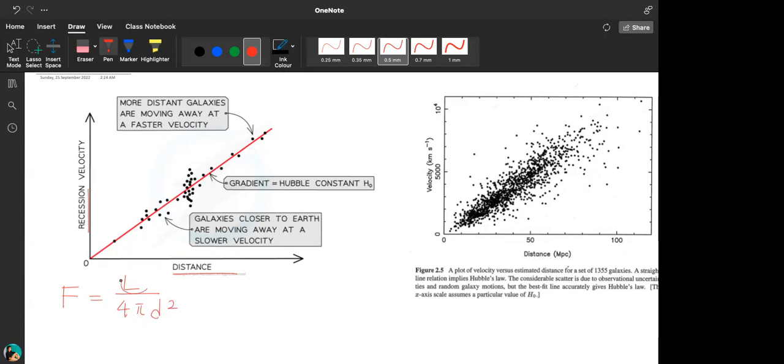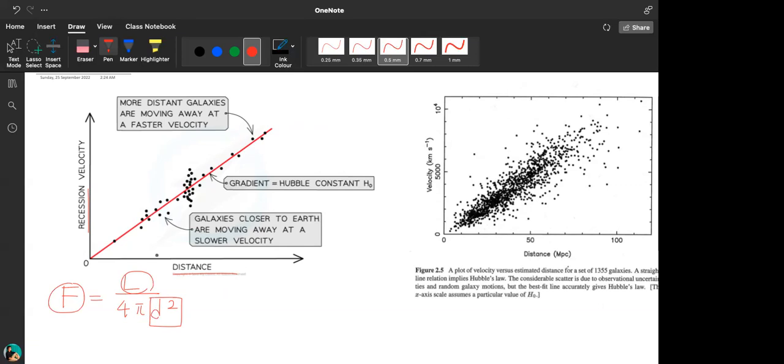That means you need to know the luminosity of the star, and F is measured from the Earth, true brightness and apparent brightness. Then we can get the distance. So they found a way to measure distance. They do it to every single star and galaxy they can find outside, and then they plot the velocity of every single one. They get this graph.